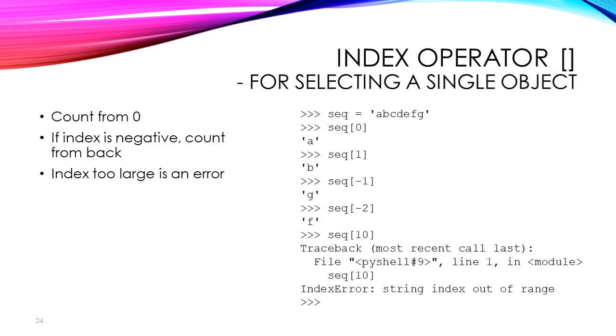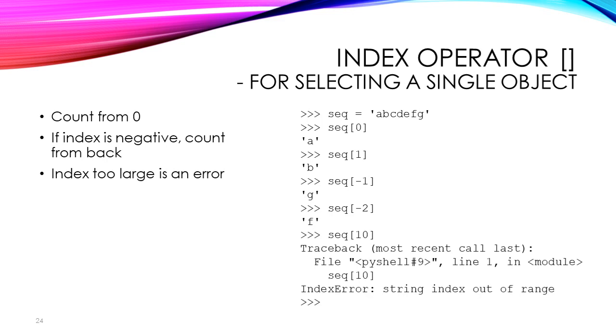Python includes something called an index operator for extracting an element in a sequence. So here we have a string, and the index operator looks like square brackets. Whatever's in between the square brackets, that's going to be your index. You count from 0, and if the index is negative, then you count from the back. That's a very nice, useful feature. If the index is too large, then that will cause an error.